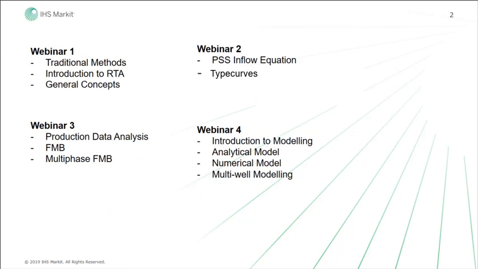In this webinar series, we will cover the fundamentals of RTA. We will go through concepts like the pseudo-steady-state inflow equation, type curves, multi-phase FMB, as well as some modelling. I'll include some software application to show how we put the theory we learn into practice. In today's webinar, though, we will cover traditional methods of analysis, an introduction to RTA, and some general concepts such as transient flow and boundary-dominated flow.